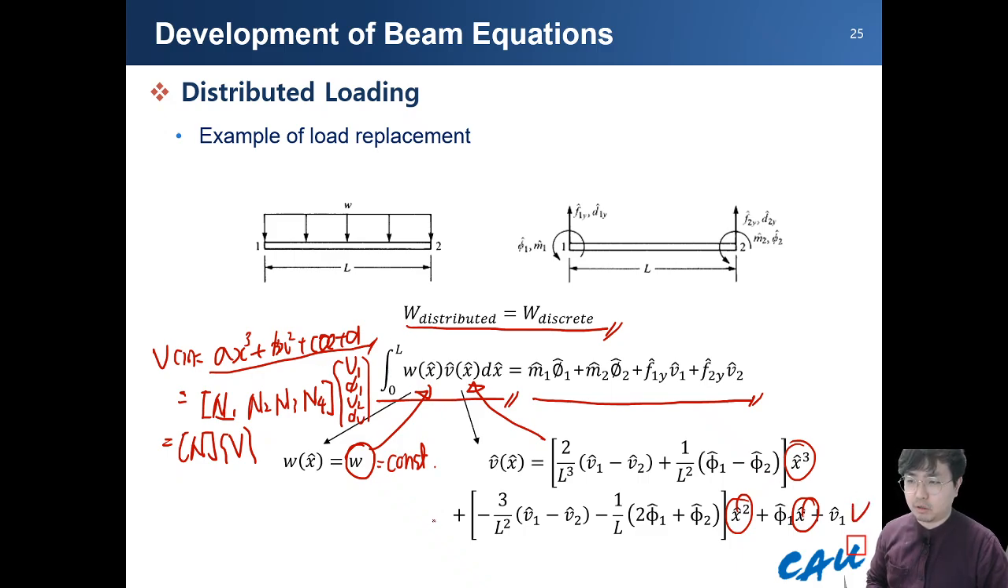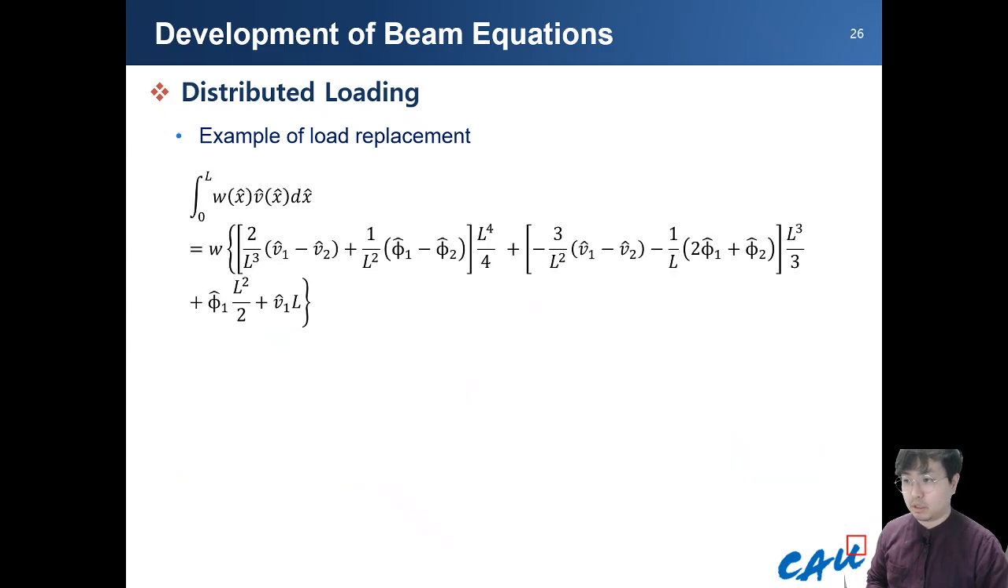This is a polynomial integration, so you can easily achieve this goal. After the integration, x³ becomes x⁴/4, and this part becomes this one. Then you can evaluate it from 0 to L, so that all values at 0 equal 0, and you only need to put the x equals L values in here.